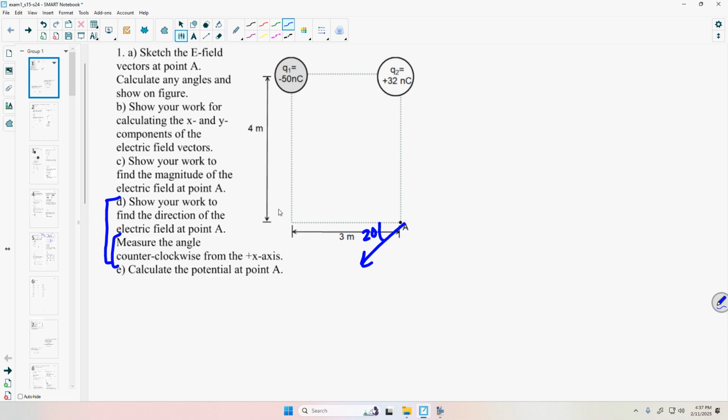So the way to do it, I'm going to draw my coordinate system right there. I'm measuring this angle. So this is 180 plus that extra 20. So the answer would be 200 degrees from the plus x-axis. Okay? I want that. I want you to make sure you get that right.